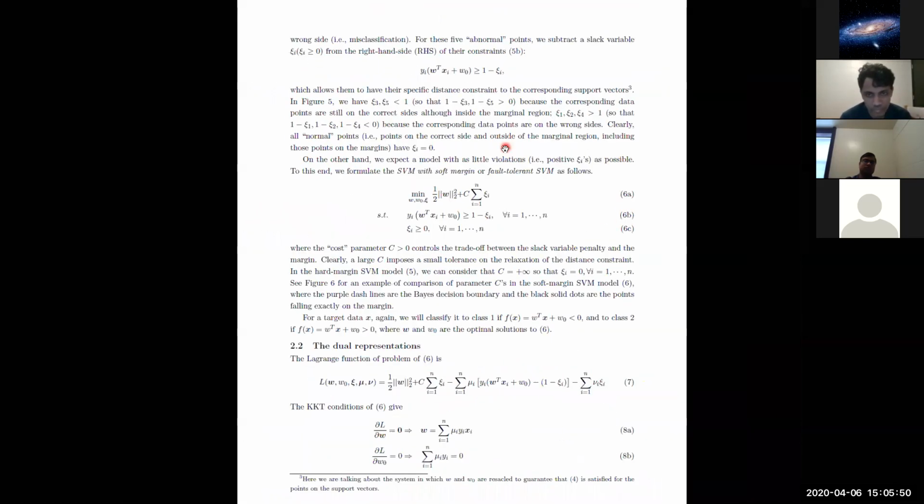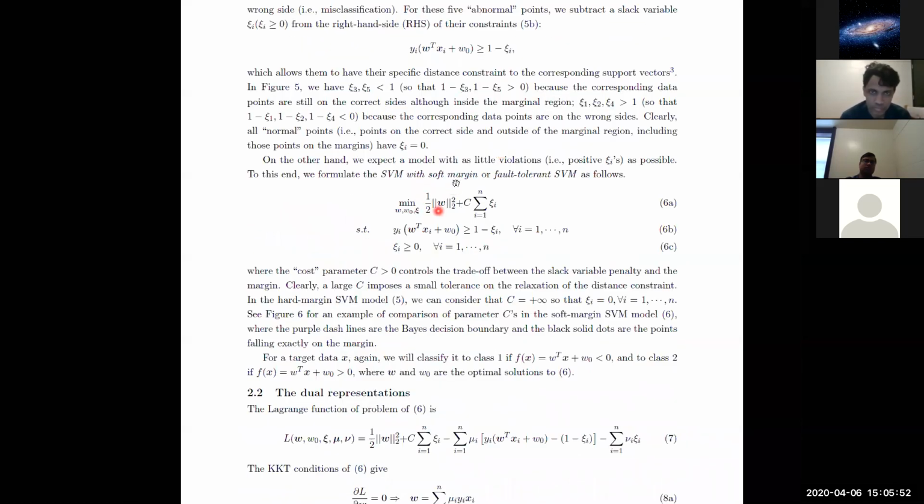That's the reason why, if this part is smaller, then the distance between the two support vectors will be bigger. How about this part? If this part is big, that means your relaxation is very big. Of course, I want the distance to be big, so I want this part to be small. And I also want the relaxation to be small, so this part should be small. This C is a balancing parameter.